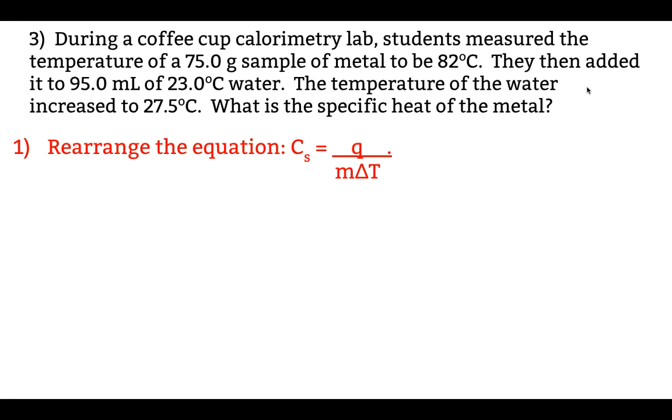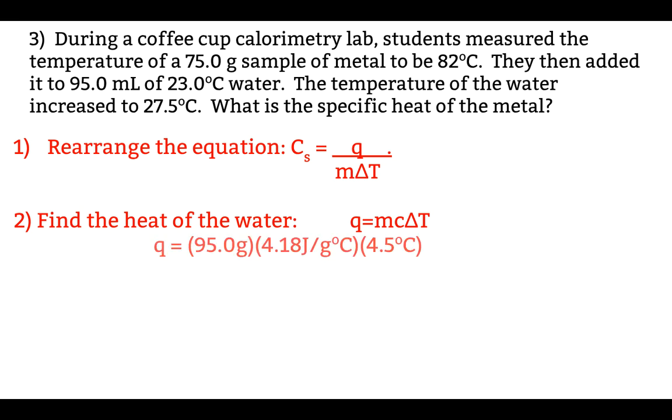So first, we're going to figure out what we need. We need a specific heat. So specific heat is equal to the heat over mass times change in temperature. Now, remember, it is hard to find this of the metal, so we are going to use the water to help us. So first, we're going to find the heat that the water absorbed.